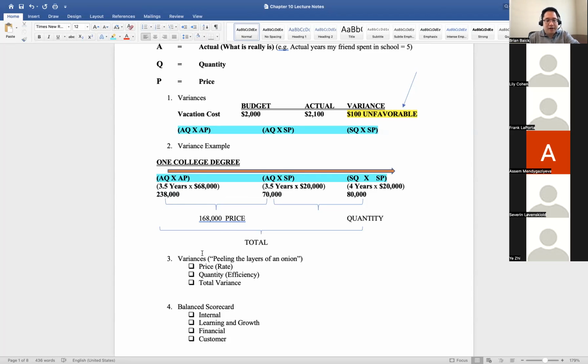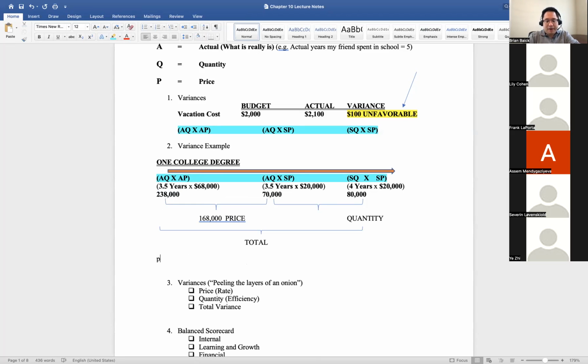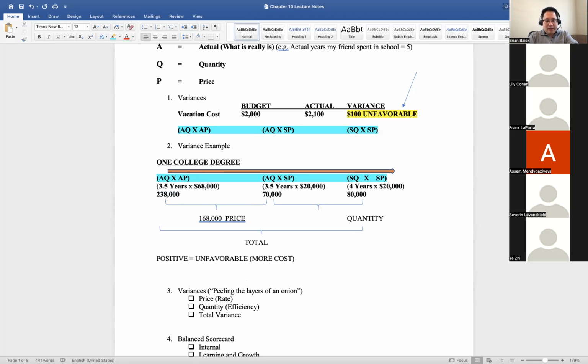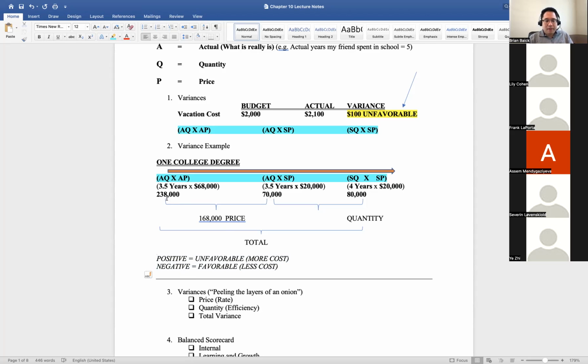So if the number is positive, it means unfavorable, because positive means more cost. More cost is not good. If the number is negative, then it is favorable because it means less cost. So 238,000 minus 70,000 is a positive 168,000.